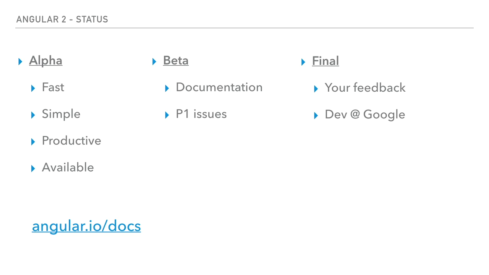What's the status of Angular 2 at this day? They have gone through the alpha phase. It was last year. They were coding, and there were a lot of breaking changes, and they were experimenting with the API to make it nice and clean. Currently, we are in beta. They are heavily working on the documentation, so there is not much documentation, and probably you have to take a look at the source code.